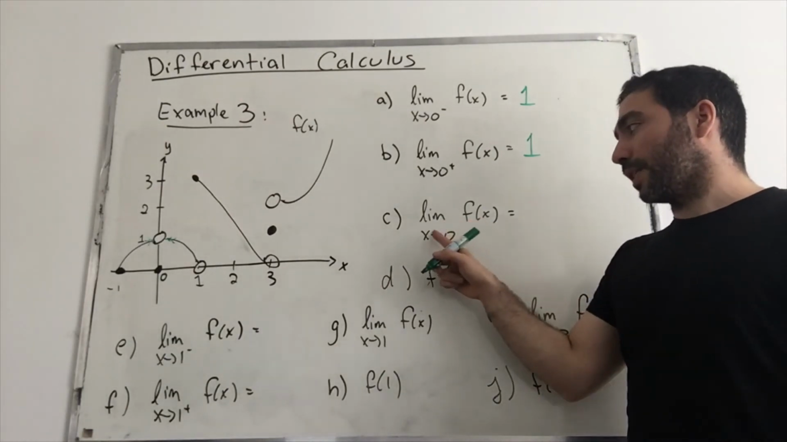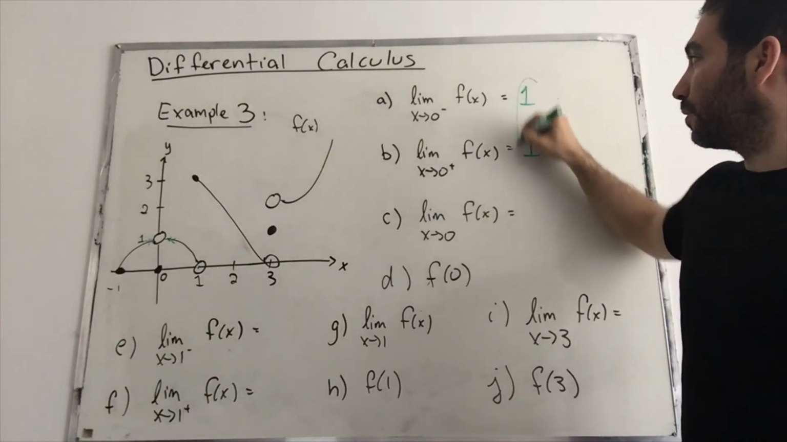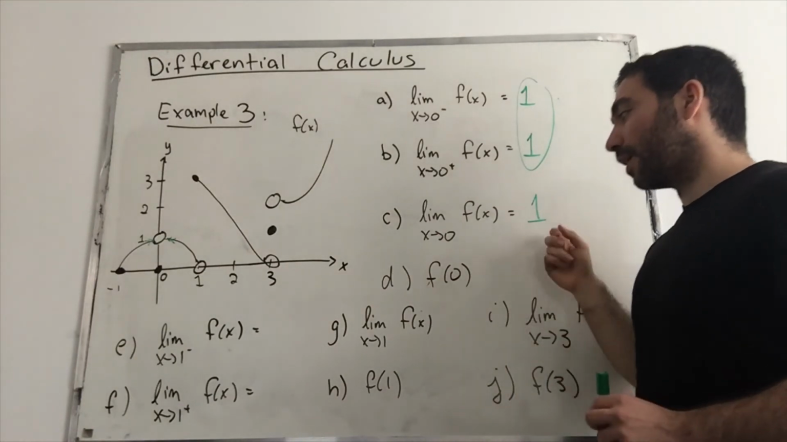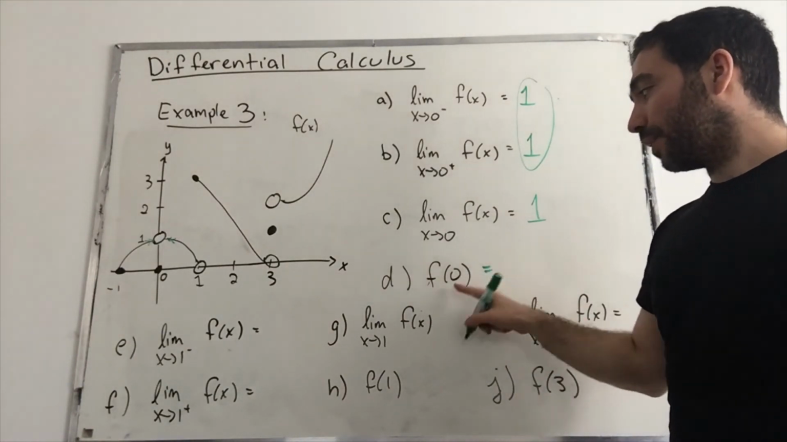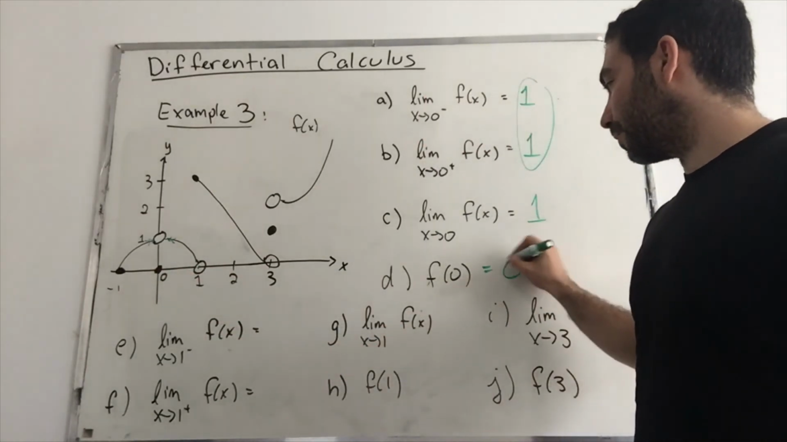Limit as x approaches 0 of f of x: since the left-sided limit and the right-sided limit both give us the same value, this gives us the same value as well. So this is 1, the limit exists, and it's 1. And f of 0, it's defined at the point 0, because it's at the origin.